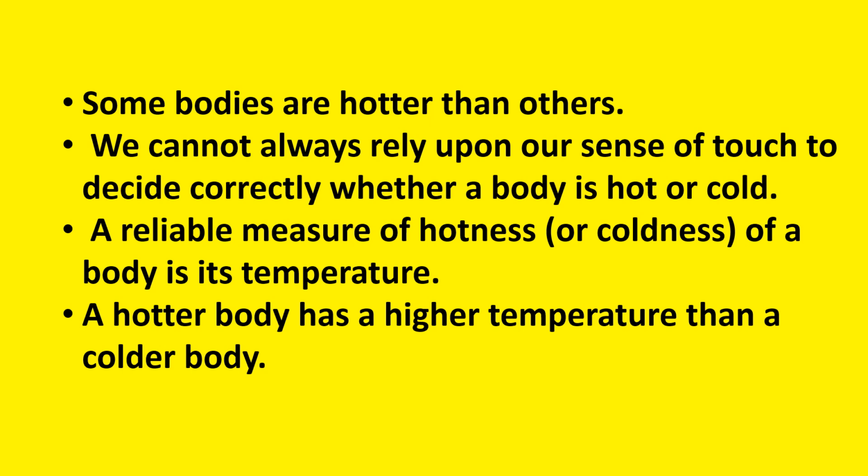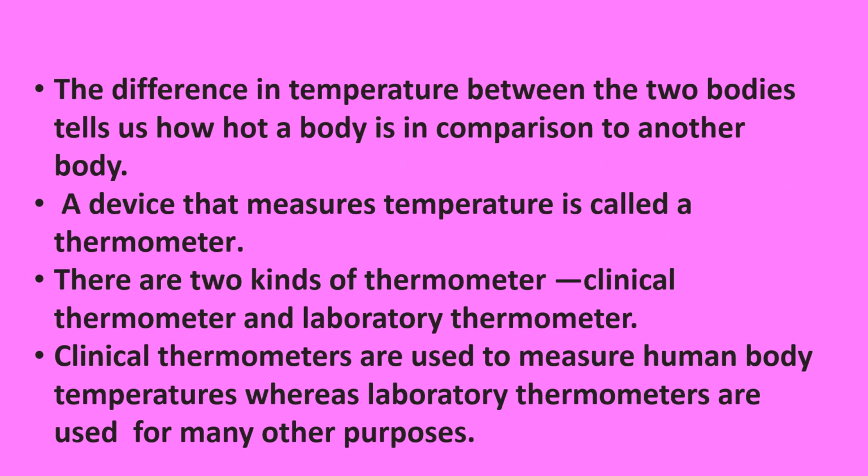So this is very clear with the sentence only, that a hotter body has higher temperature than the colder body. The difference in temperature between the two bodies tells us how hot a body is in comparison to another body. So this lesson also I told you at the time of explanation, how the difference in temperature will be known between a hot and cold body. Like if we have two bodies, the difference between them will tell us how much hotter one body is in comparison to the other.